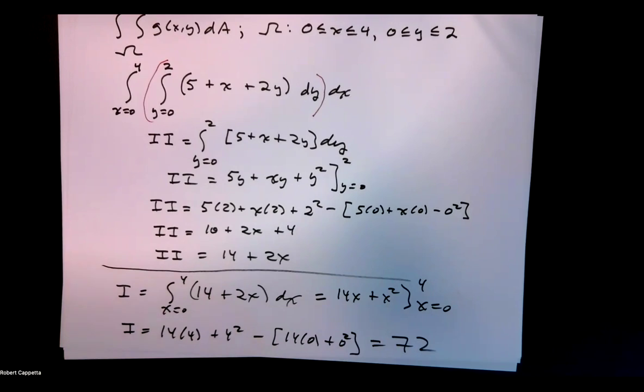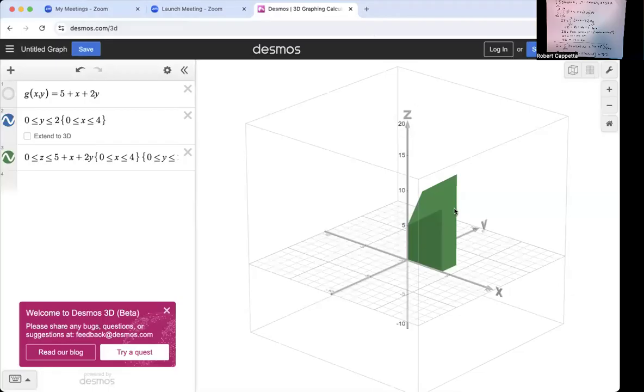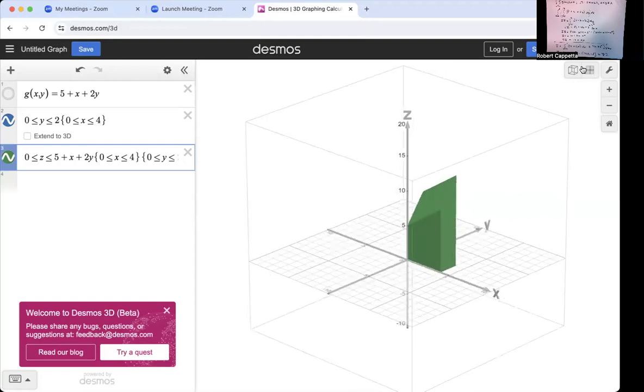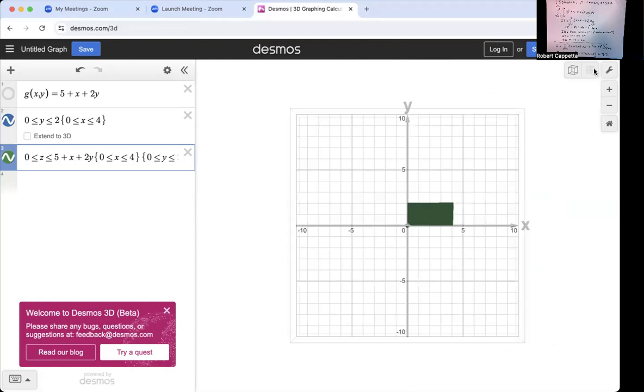Now, that doesn't usually happen. It just so happens in this case because we have a plane that is linear. The midpoint was sort of the perfect point to choose to approximate how high that thing should be. So again, I want to emphasize 72 is the volume under that plane over that region.